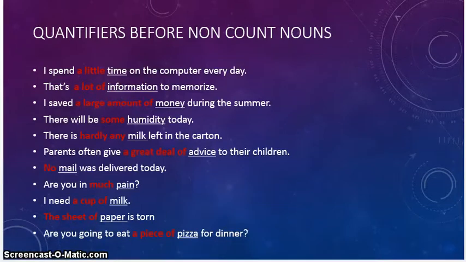Let's look at sentence number 3. The non-count noun is money. The quantifier is a large amount of. So I can say, I saved a large amount of money during the summer. Let's look at the next slide.